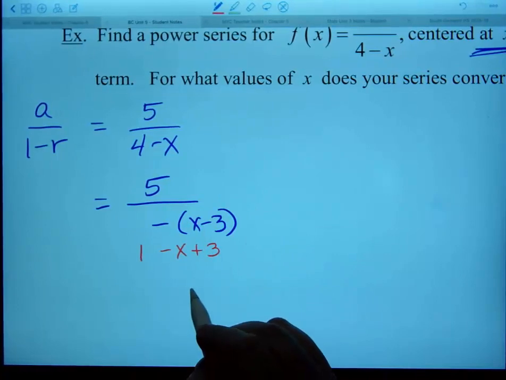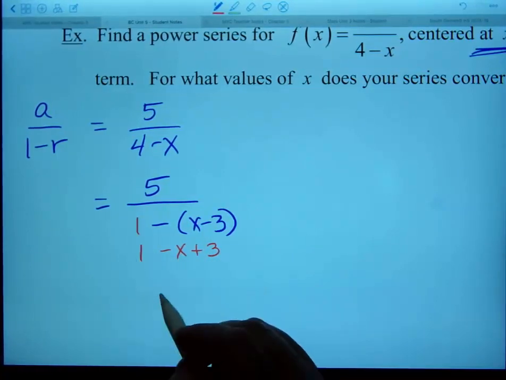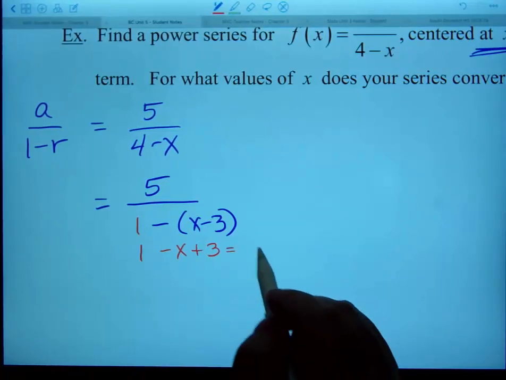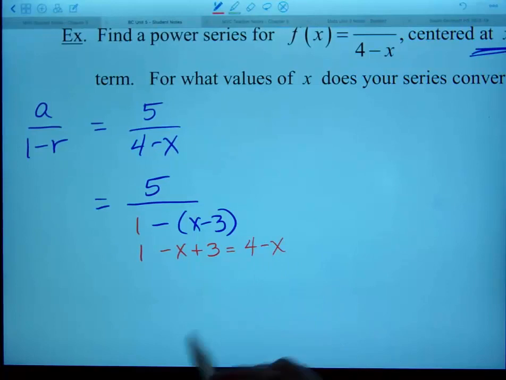If I put a 1 right there, is this going to equal 4 minus x? Yes. No. I don't know why you put x minus 3. It says in the problem it's centered at 3, so it has to have an x minus 3. Wait. So when it's centered at 0, you don't have to worry about it because it's x minus 0. So 1 minus r on the other side.